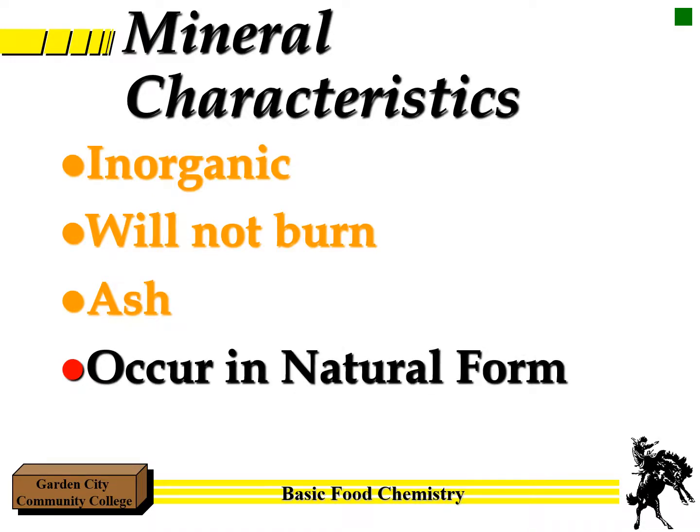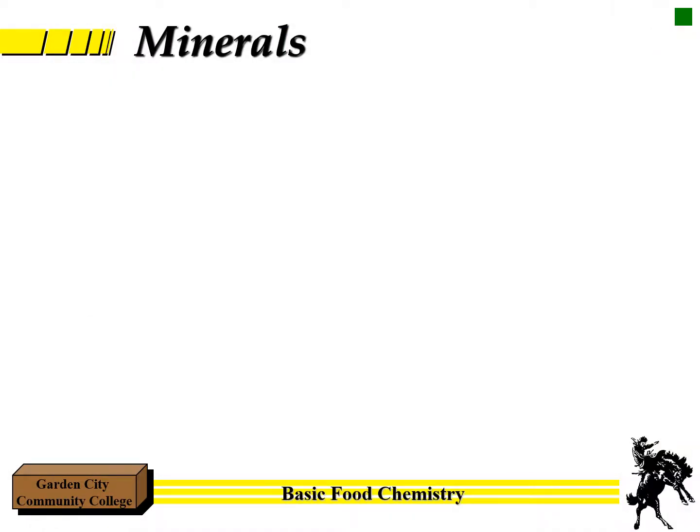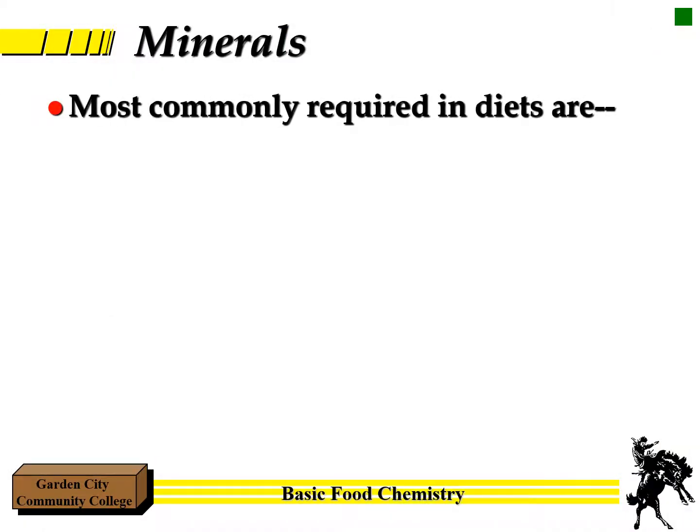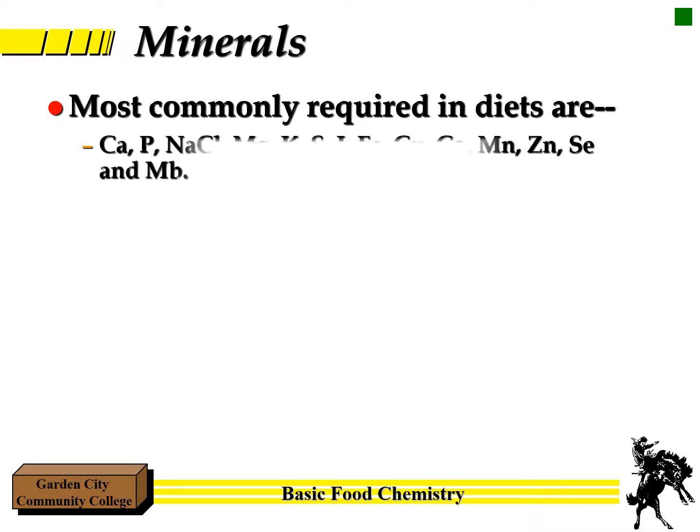Most of these you're going to find in their natural form, whether it's calcium, phosphorus. Some of them you're going to find in a combination together, like salt, as sodium and chlorine. So most commonly required in diets are the things you're going to see here: calcium, phosphorus, sodium, and chlorine together, which make sodium chloride or salt.